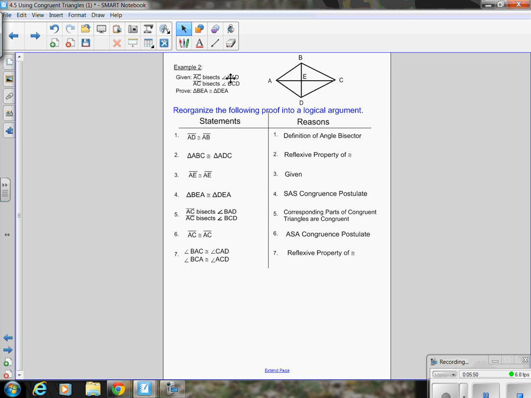So when we have an angle bisecting, right away I think, oh, that divides it into two congruent parts. So I start planning my proof right as I start reading the givens. So I'm thinking, okay, those angles are congruent because of bisecting. And AC also bisects this angle over here. So these angles must be congruent. And I want to show triangle BEA is congruent to DEA, these little triangles.